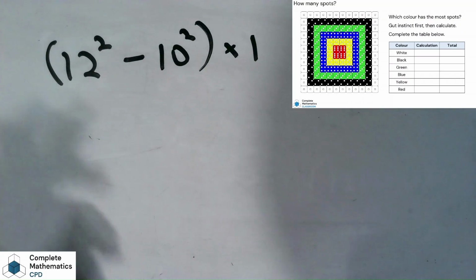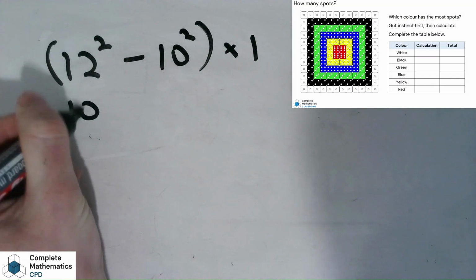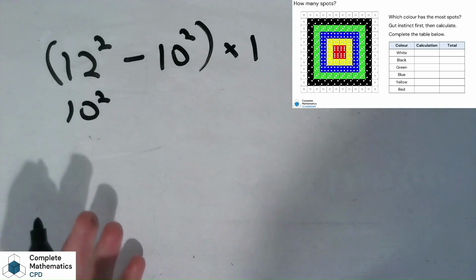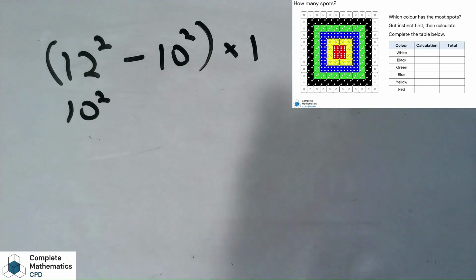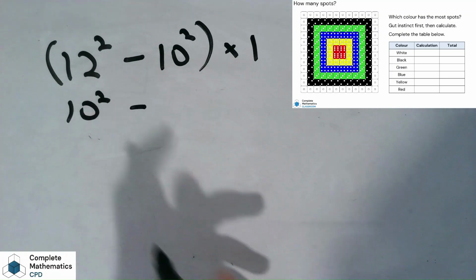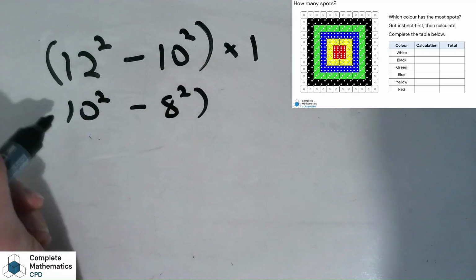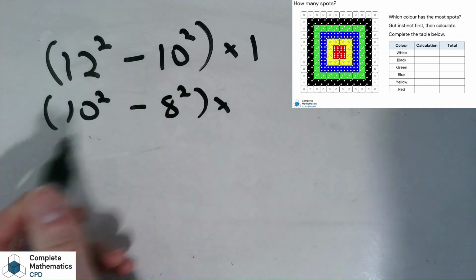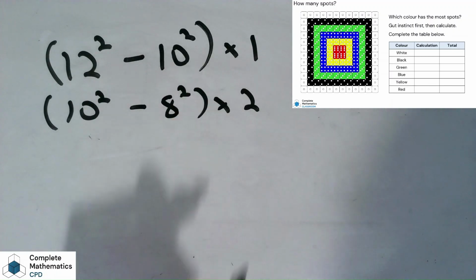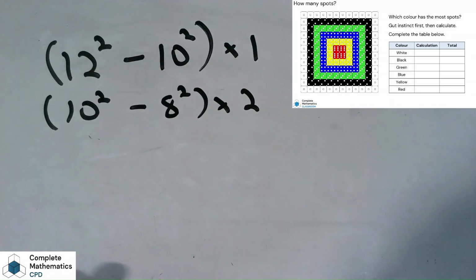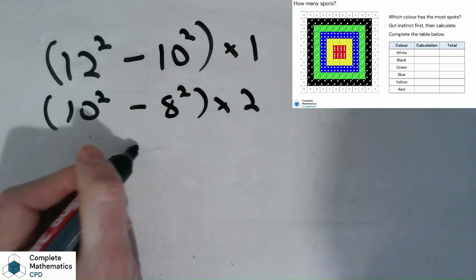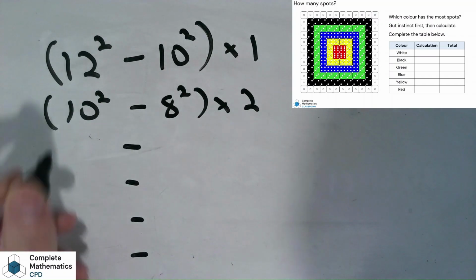Then, what about the black dice? Well, if the whole image was just black dice, it'd be 10 squared of them. Then we need to subtract all the middles. And this time it's the greens we're looking at, which is an 8 by 8 square, so subtracting 8 squared. And this time they're all worth 2, so we multiply them by 2. So you can see we've got another nice pattern emerging here as well. It's just going to go down in 2s each time.